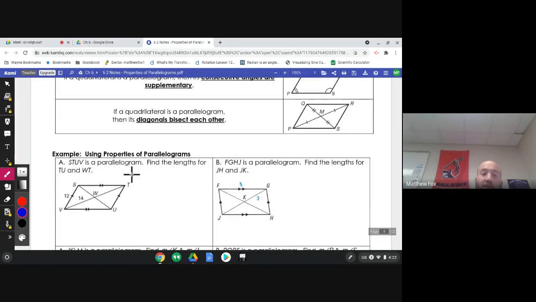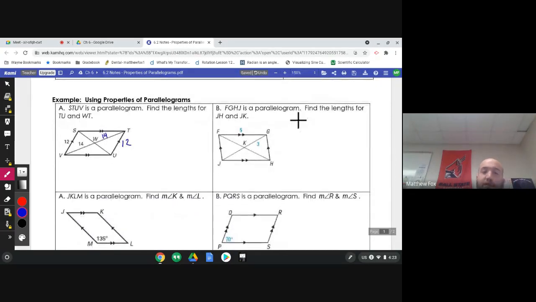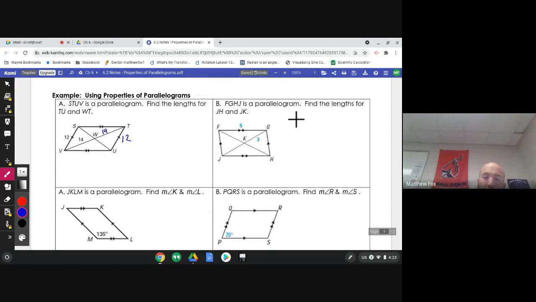Okay, so we look down here. It asks us to fill in some information. STUV is a parallelogram. Find the lengths for TU and WT. So TU is this side. It's pretty easy, hopefully. You'll see that's 12. WT is across the diagonal. That's going to be 14. And we're done. So some of these, if you're taking notes by hand, might take longer to draw than to actually solve. You don't have to necessarily draw them all if you're following.